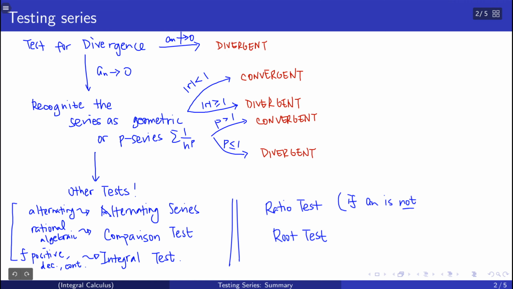But keep in mind that the ratio test can only be applied if n is not rational, right? Or algebraic. Because otherwise it will be inconclusive.